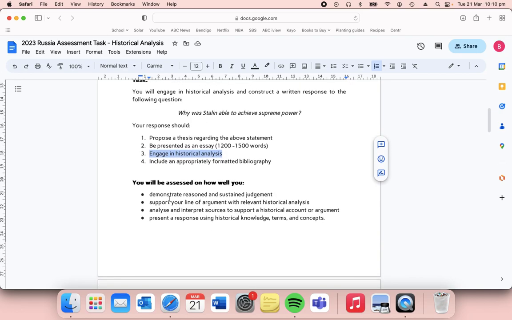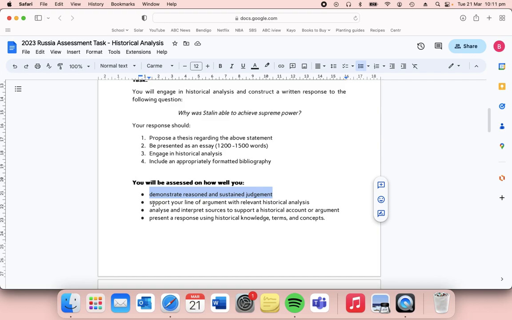So I'll remind you of those expectations. As we know inside and out, you will be assessed on how well you demonstrate reasoned and sustained judgment. Have you put together a strong argument? All right, is it reasoned in terms of does it make sense? Is it logical? Is it not pulling from conspiracies? Is it kind of backed in reality? And the sustained means, is it long enough? Okay, do you have a consistent judgment throughout? Is it well structured? Do you stick to your argument?